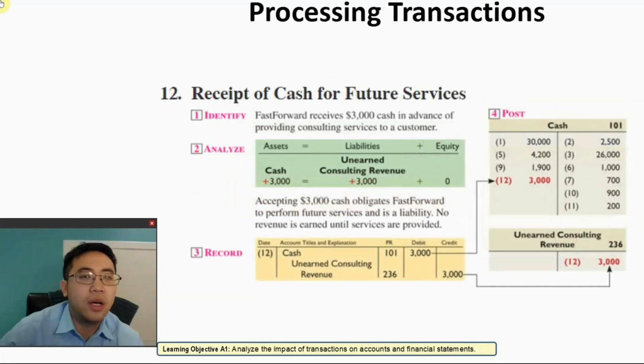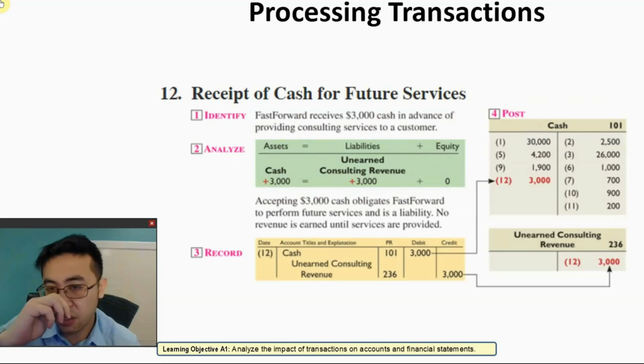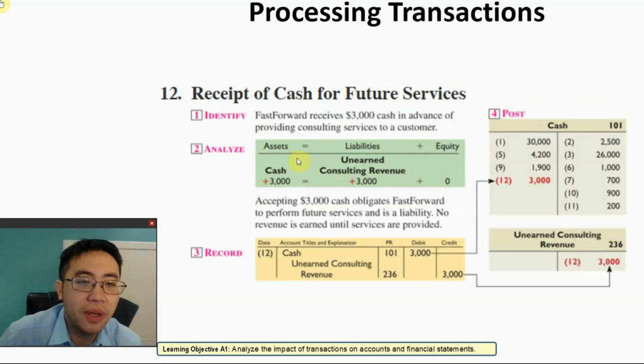All right, so right here is a new activity, the receipt of cash for future services. So this basically says the company receives $3,000 cash in advance for providing consulting services to a customer. Well, you receive $3,000, but you have not done the service yet. You just get paid now before you actually do the job. So you have the obligation to do the job later. And today, you have that obligation, well, that should be called a liability. So for any unearned revenue, that's a liability.